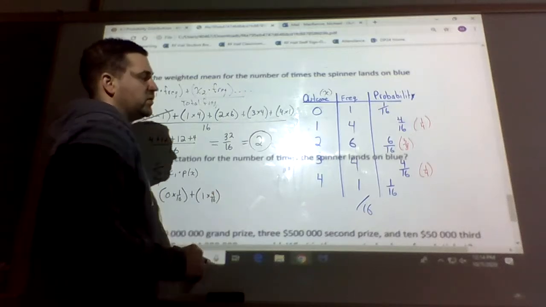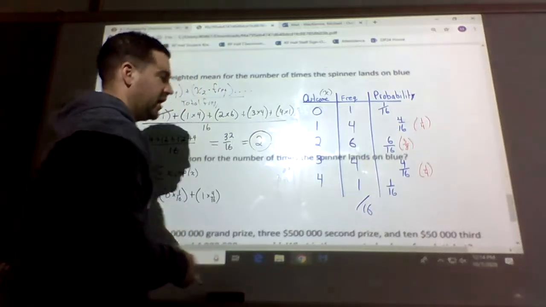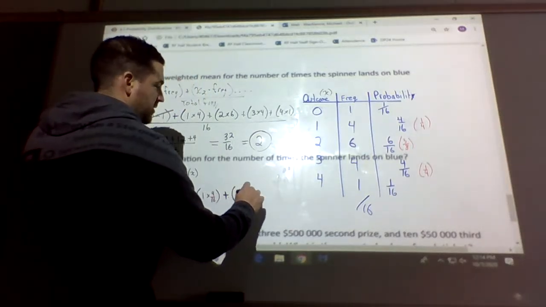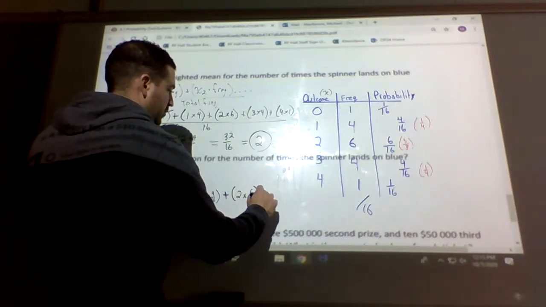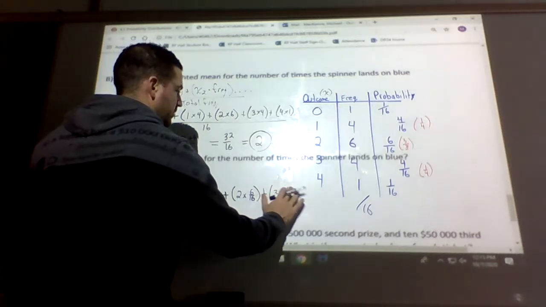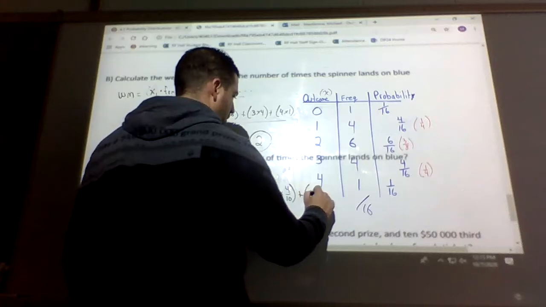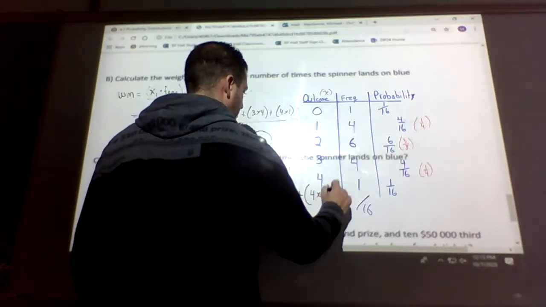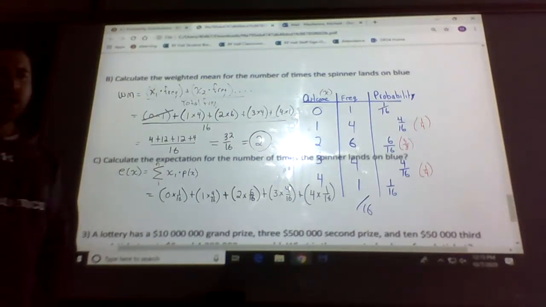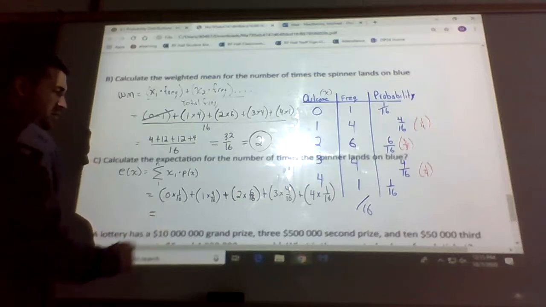I'm not using the reduced fractions because I'm working with fractions, so I'm going to use denominators of 16 for all of them. Plus 2 times 6 over 16 plus 3 times 4 over 16 plus 4 times 1 over 16. Okay, that's the sum of. Now we're going to solve each one. Well, 0 times 1 over 16, that's a 0.